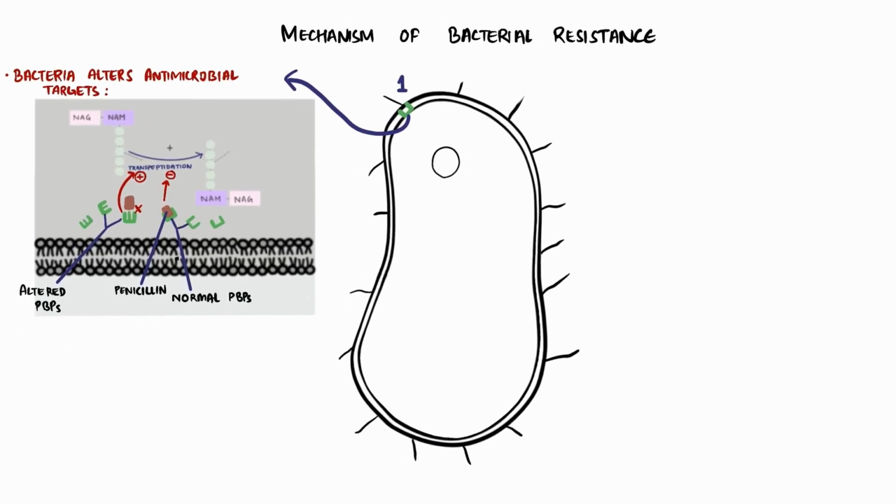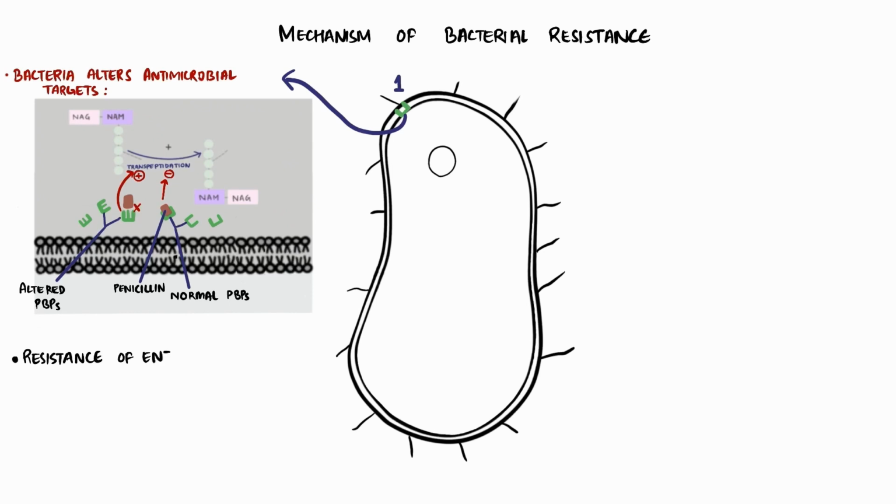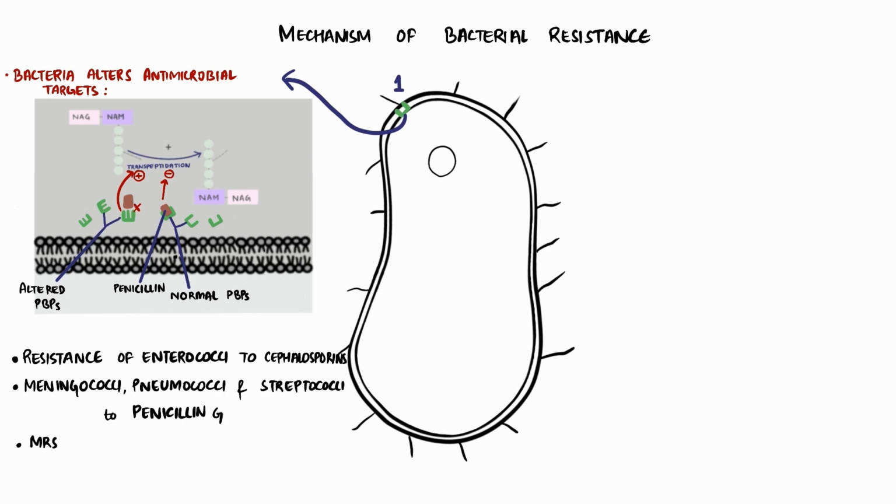For example, these are the mechanisms of resistance of enterococci to cephalosporins, meningococci, pneumococci, and streptococci to penicillin, MRSA to beta-lactam antibiotics, and gram-positive bacteria to aztreonam.